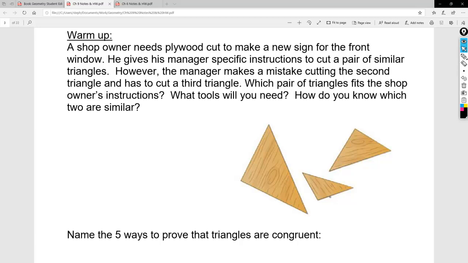Hi everyone, we are continuing with triangle similarity today. We're specifically talking about how to prove that triangles are similar. So for our warm-up, go ahead and read this and then try to answer. So pause the video right now.